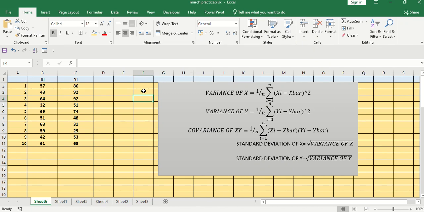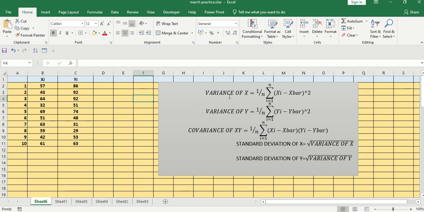Welcome to our class. Today we are going to look at how we can calculate the variances and the covariance and the standard deviations. Now we can have a sample with two variables, x and y, as our example is here. This is a sample of size 10 with variables x and y.